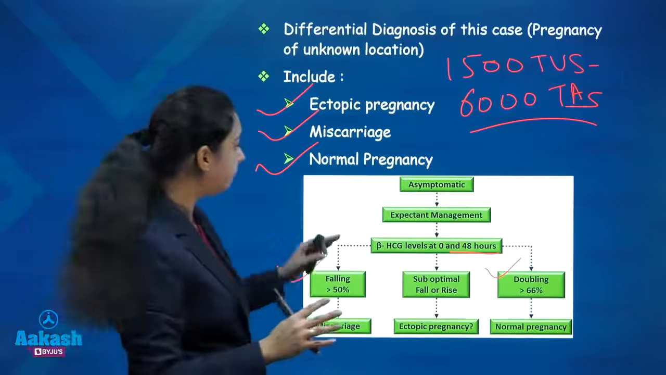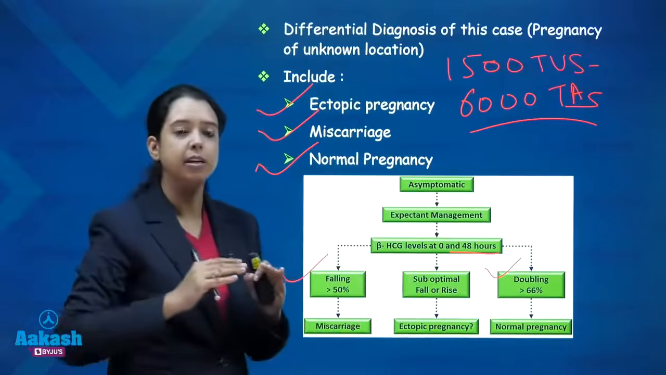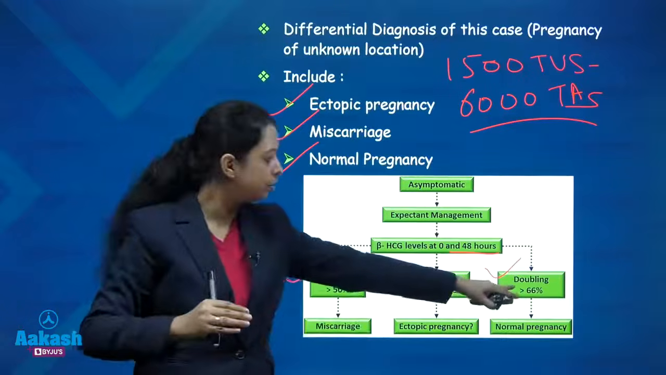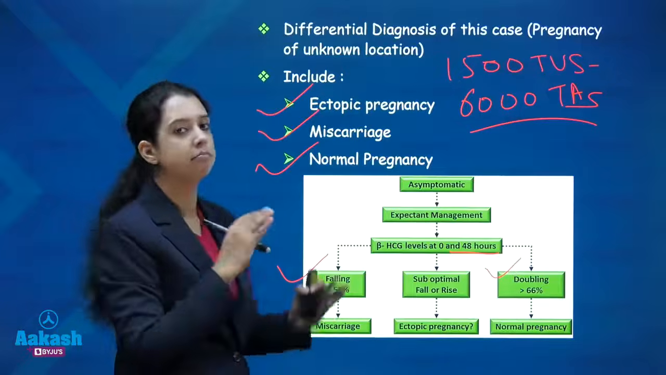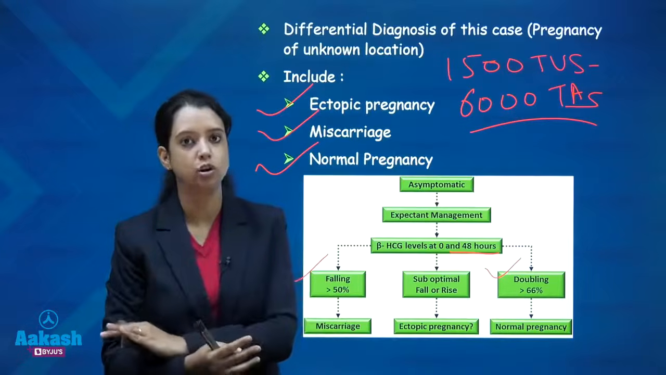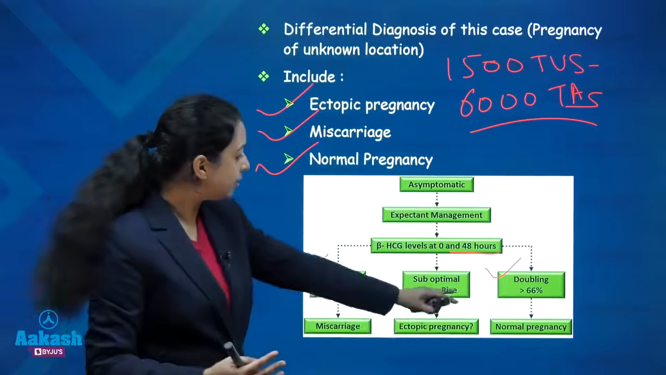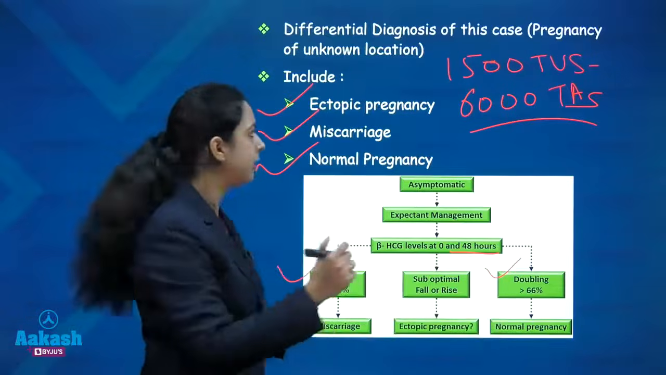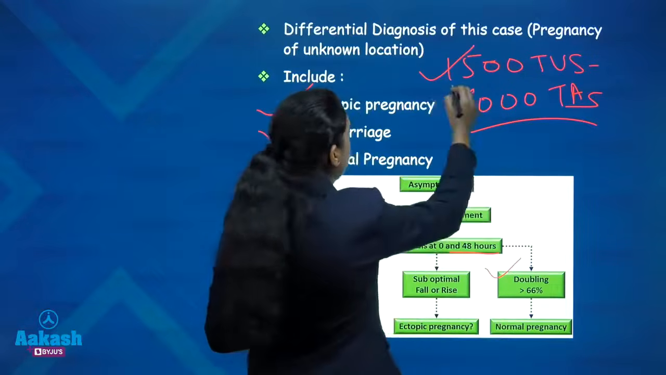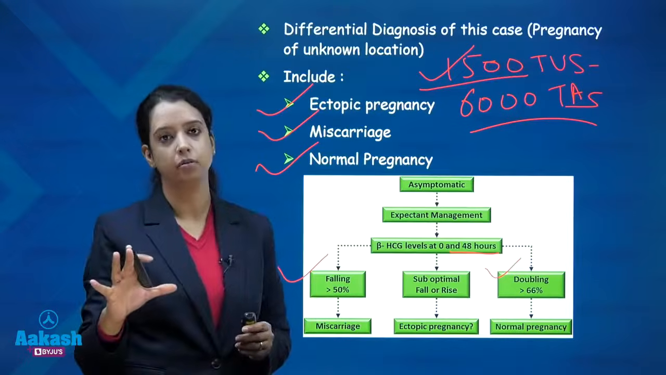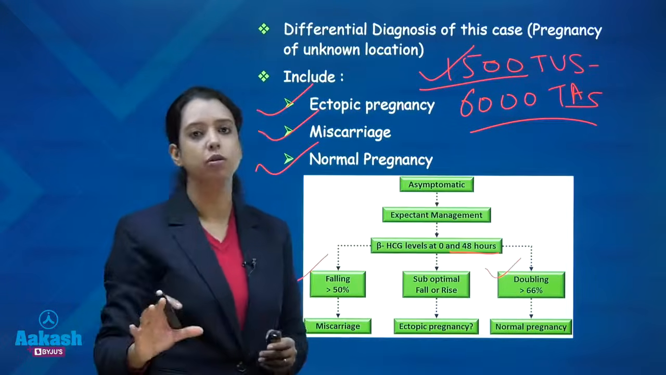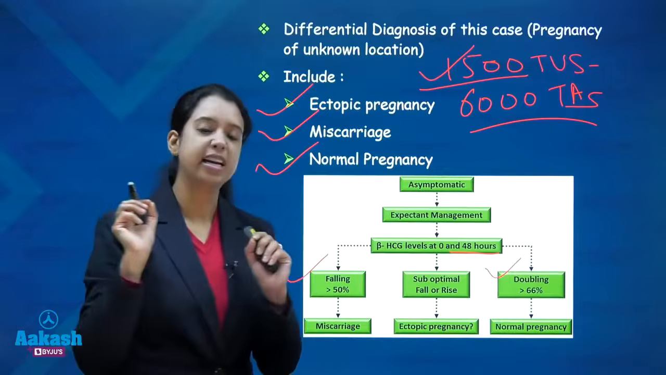Okay. But if the patient has rising beta HCG but it is not that optimal, or if it is falling but not that rapidly, it might be a case of ectopic. You are not sure. What will you do? You will repeat the beta HCG till you get to this threshold level. As soon as your beta HCG crosses this level, then you will do ultrasound. And now, if on ultrasound you cannot see anything, then it is ectopic.